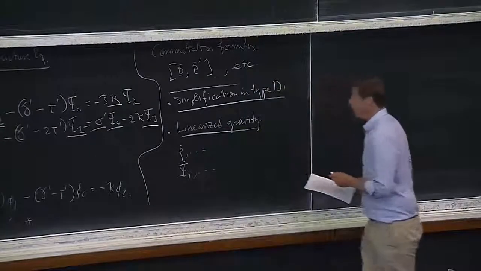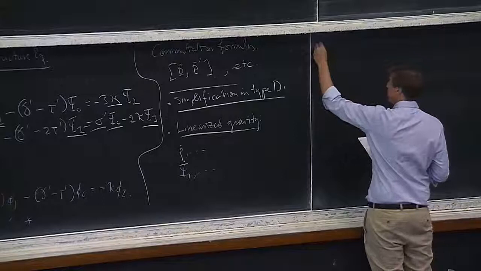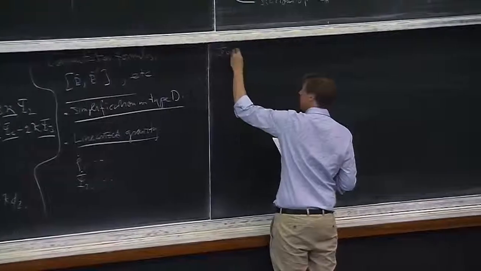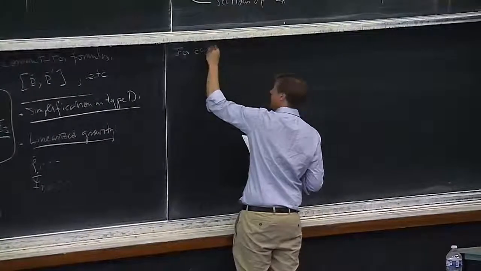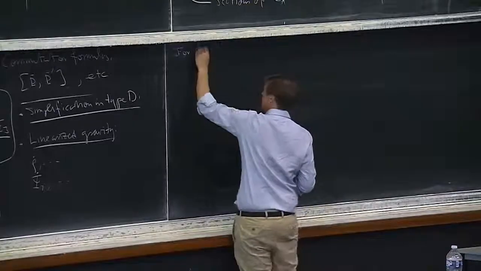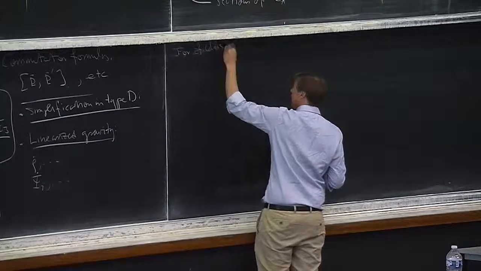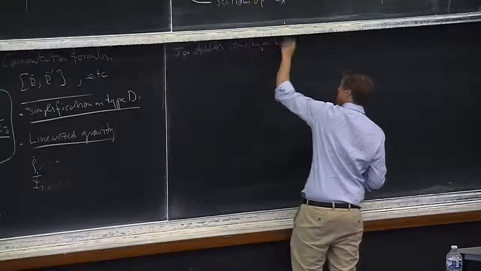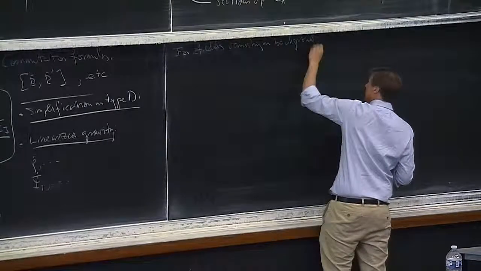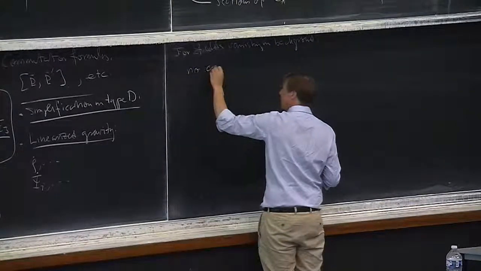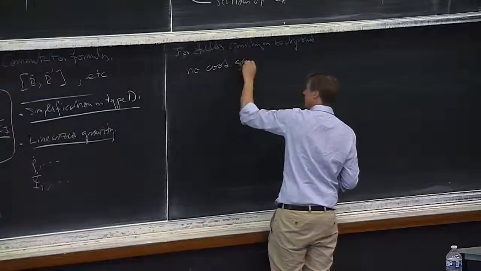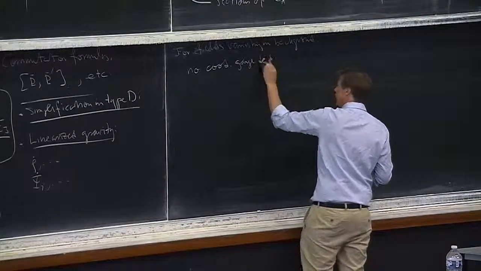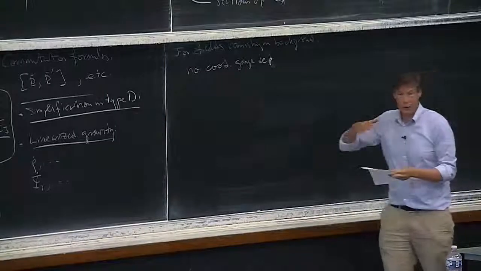Okay, now for fields vanishing in the background, there is no coordinate gauge dependence. So those are gauge invariant with respect to coordinate gauge at the linearized level.